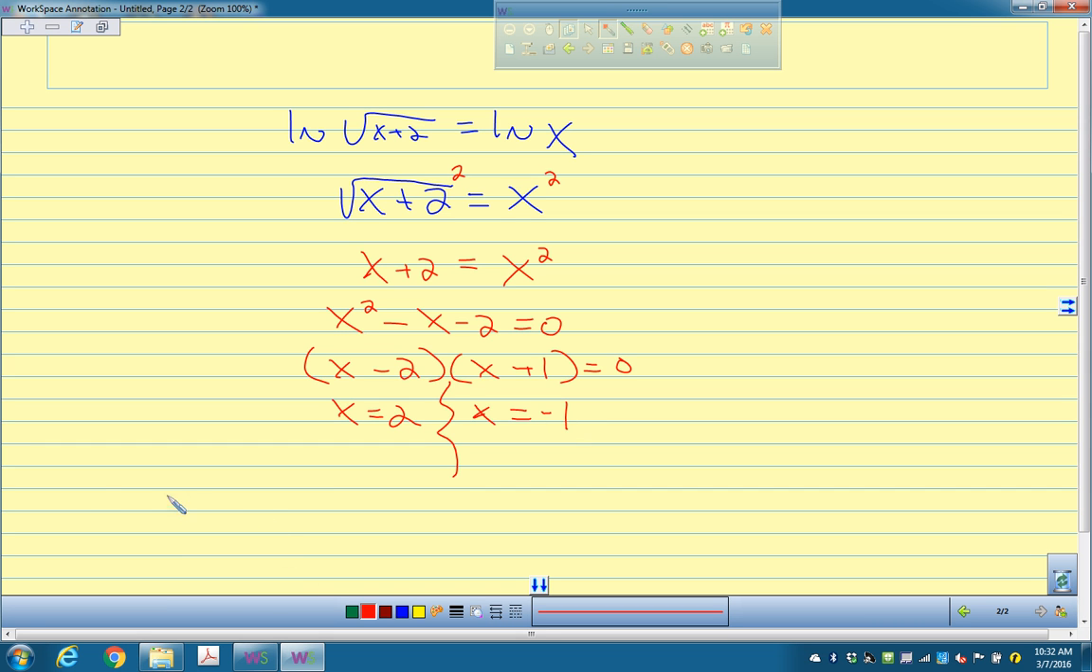Which one of those do I need to throw away? -1. You have to throw away -1 because this number has to be bigger than 0. So -1 is okay over here, but it's not okay over here, so you have to throw that one out. 2 works, right? You can take the natural log of square root of 4, which is the natural log of 2, and here you can take the natural log of 2. So it works. But you have to be careful with your domain in those ones.